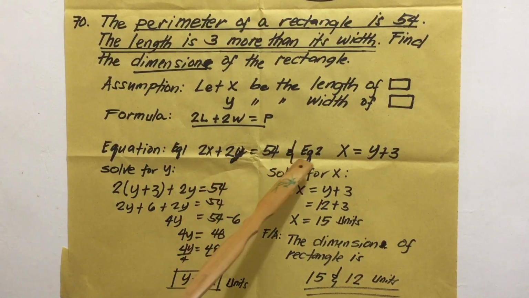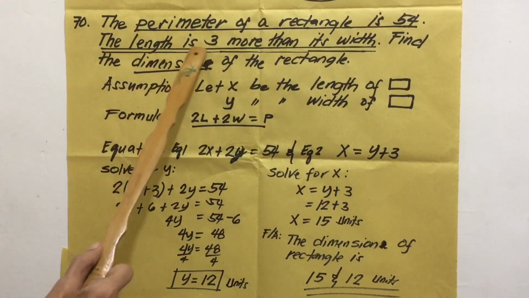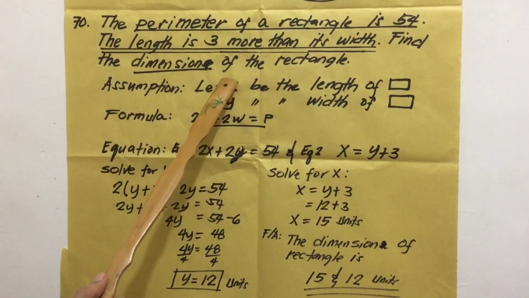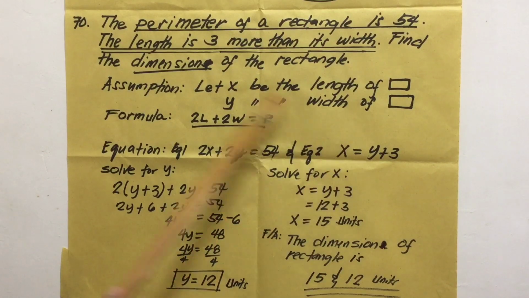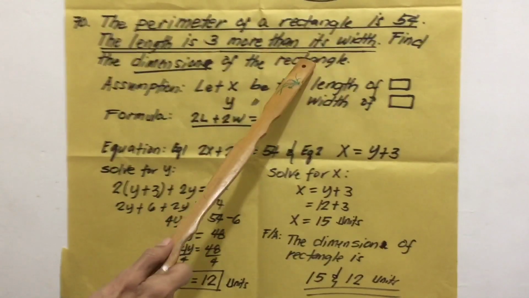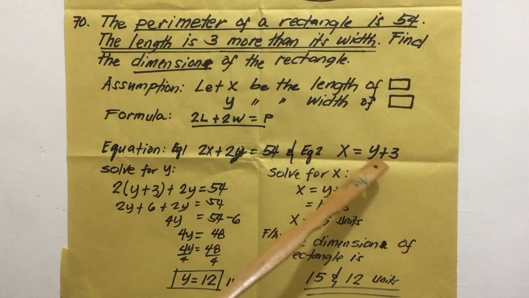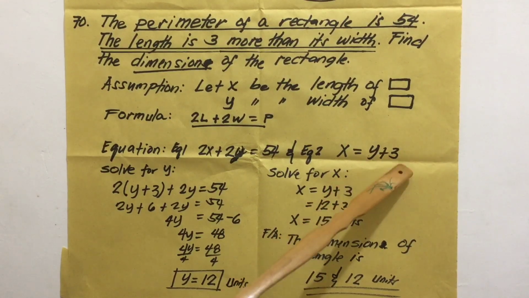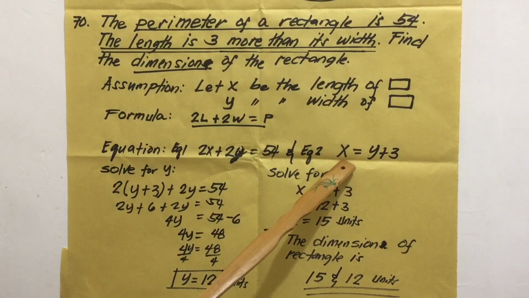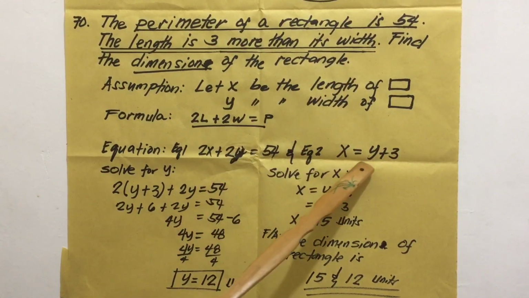And next we're going to make the second equation. From this double line here, the length is 3 more than its width. So, meaning the length is x, so our length now is x. 'More than' means positive 3 more than its width. So our width is y, so we're going to write here y plus 3. So again, the length x is 3 more than the width. The width is y, so that's why y is here.